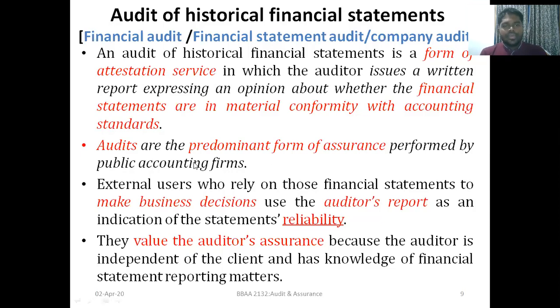So then the second point says the audits are the predominant form of assurance performed by public accounting firms. This is another important point. You should be very clear. Audits are the predominant form of assurance performed by public accounting firms. So public accounting firms and audit firms. So audits are the predominant form of assurance. Then you can ask a question.